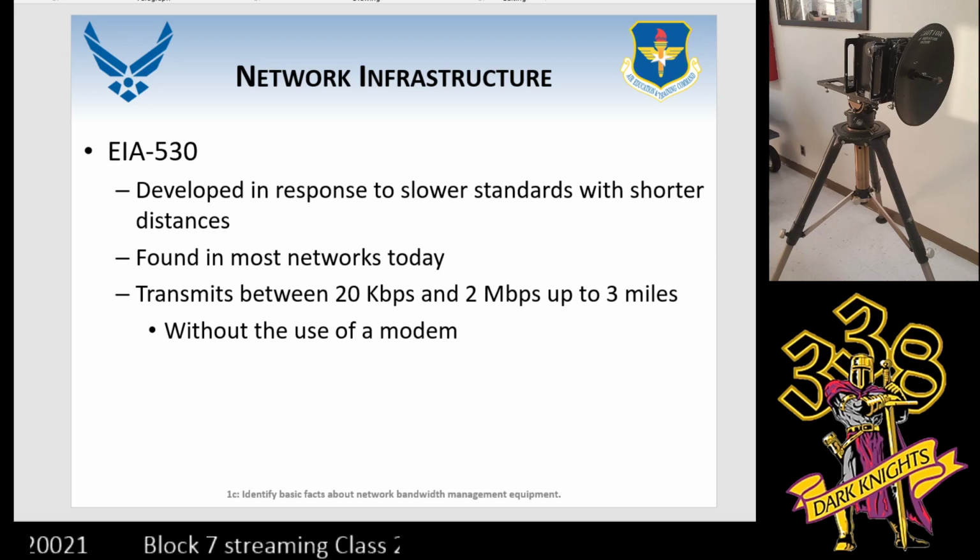EIA 530 was developed in response to the slower standards that 232 Charlie was created for, and this is what you will find in most networks today. Again, here we have our transmission rate and our distances between 20K and 2 meg, up to 3 miles.